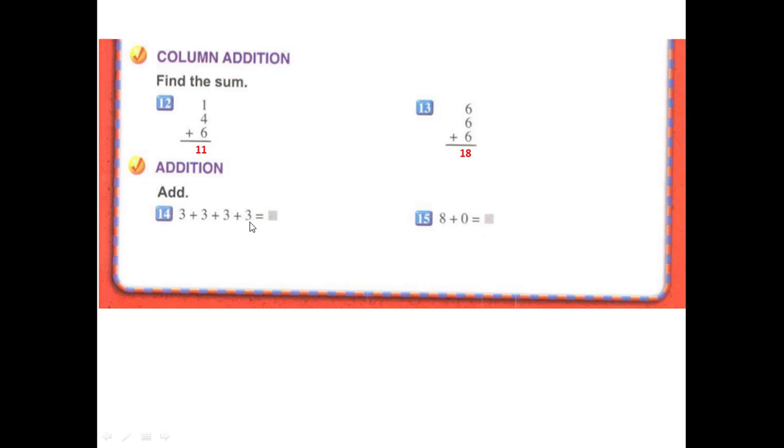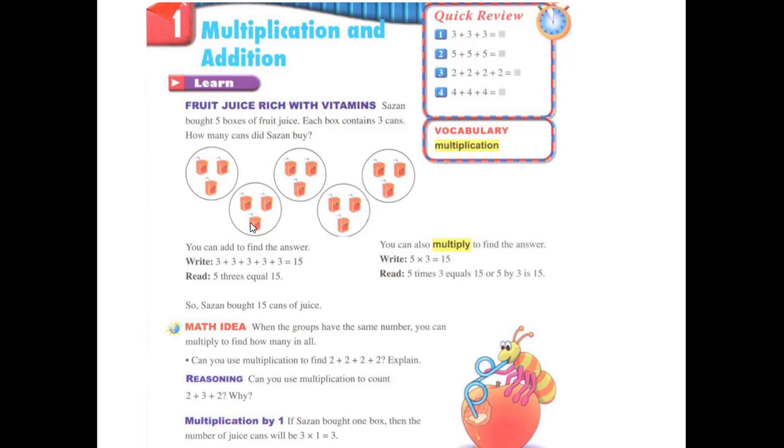3 plus 3 plus 3 plus 3 is equal to 12. And here 8 plus 0 is equal to 8. Now multiplication and addition. When the groups have the same number, you can multiply to find how many in all. Of course, you should have the same number in each group, okay? So multiplication is repeated addition.